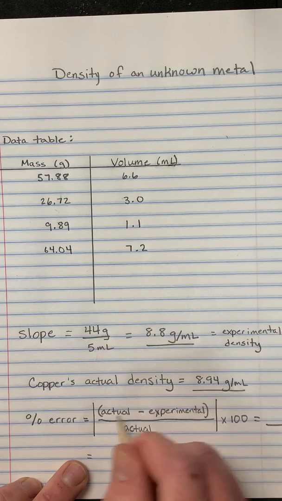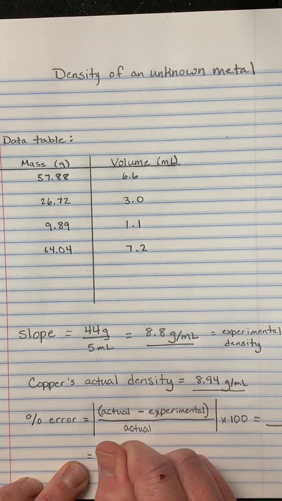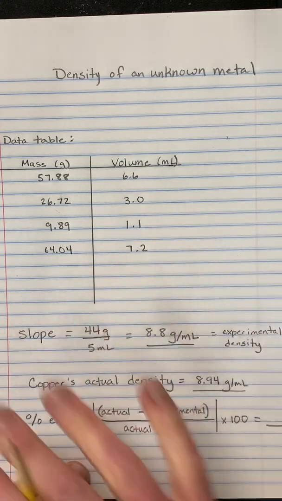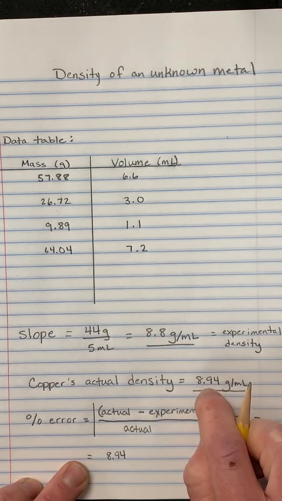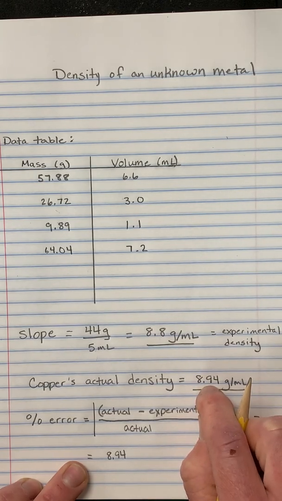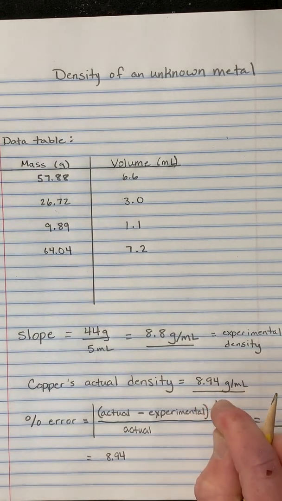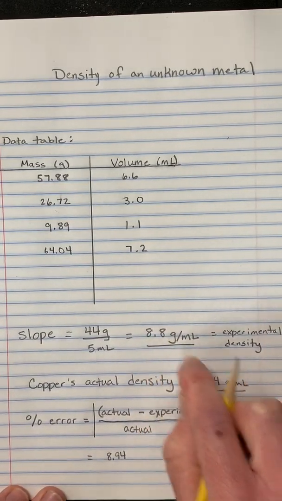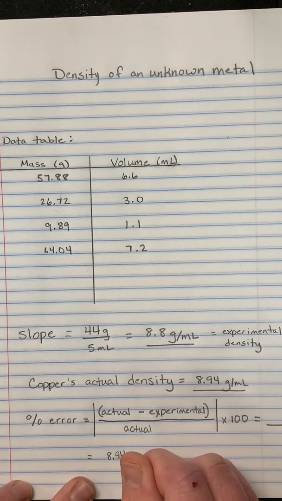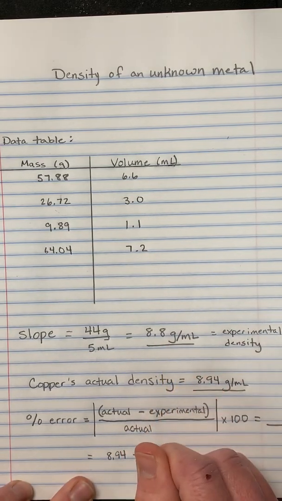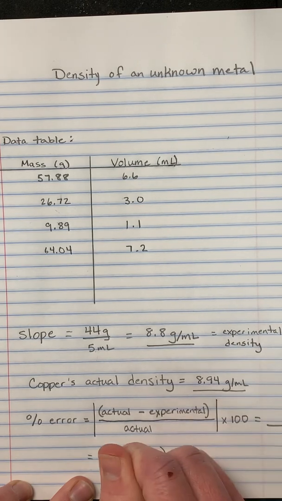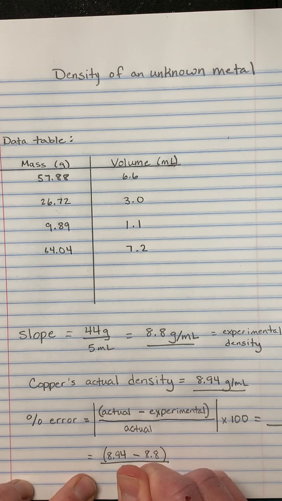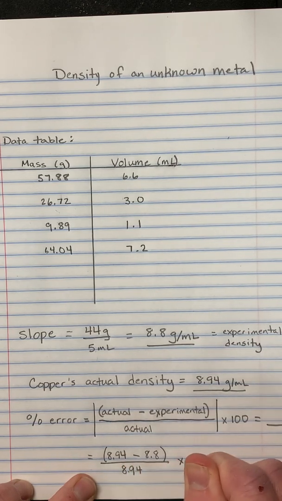Our actual value is 8.94. That's what I looked up. This number, and I don't want to write on my nice data table, or excuse me, lab report, was given to me by the internet, by my textbook, by the periodic table. I did not have this memorized. This is what I looked up, determined that that's what I think it is. My answer was 8.8. Then I'm going to divide it by the actual answer of 8.94 and multiply by 100.